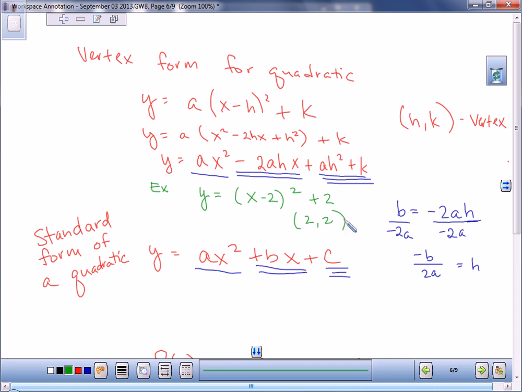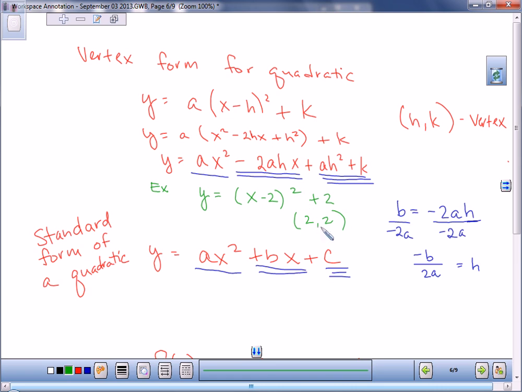How do you guys know it's the minimum? That's right, because it's not reflected. This parabola opens up, this quadratic opens up, so that vertex is going to be the minimum point of the graph. So this is at the min, and this is what it looks like.